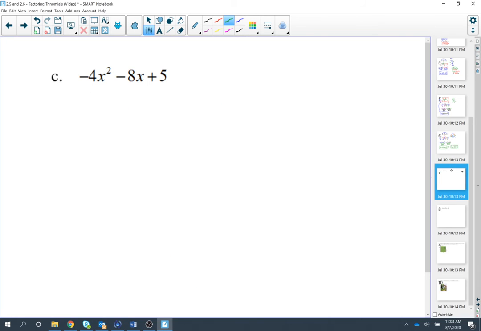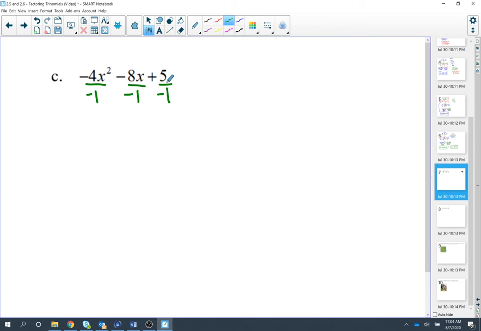Letter C. Step 1. Is the leading coefficient positive? No. That's a problem. We need to fix that. Is there a greatest common factor? No. So the only thing I have to worry about here is getting rid of that negative. So I'm going to take out a negative 1.